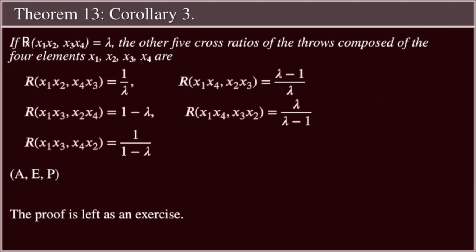Corollary 3. If R(x1 x2, x3 x4) = lambda, the other 5 cross ratios of the throws composed of the 4 elements x1, x2, x3, x4 are: R(x1 x2, x4 x3) = 1/lambda. R(x1 x3, x2 x4) = 1 - lambda. R(x1 x3, x4 x2) = 1/(1 - lambda). R(x1 x4, x2 x3) = (lambda - 1)/lambda. R(x1 x4, x3 x2) = lambda/(lambda - 1). Assumptions A, E, and P. The proof is left as an exercise.